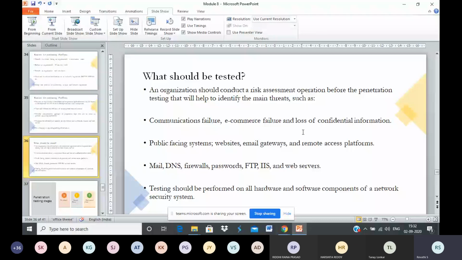Okay, so you need to identify and also perform the risk assessment for all these possible threats. When you are performing the testing, you have to understand you are going to perform the testing for the entire network, or for all the hardware and software resources connected to the network.